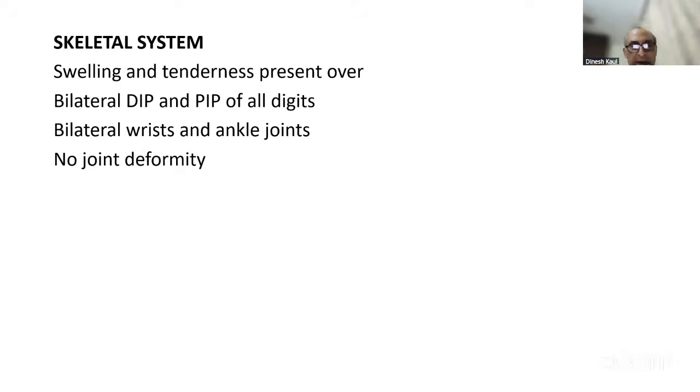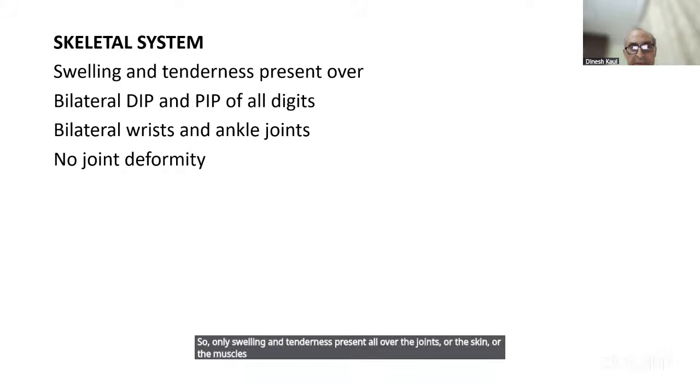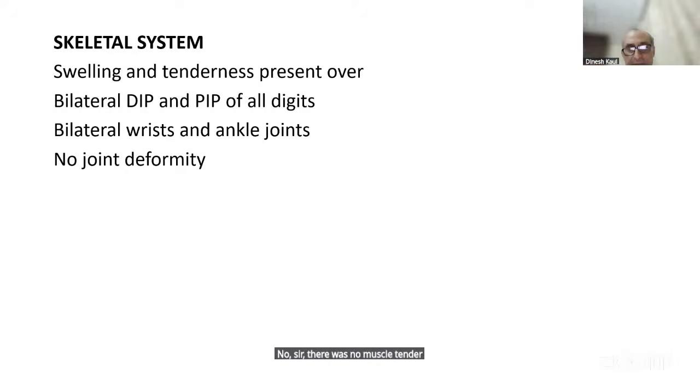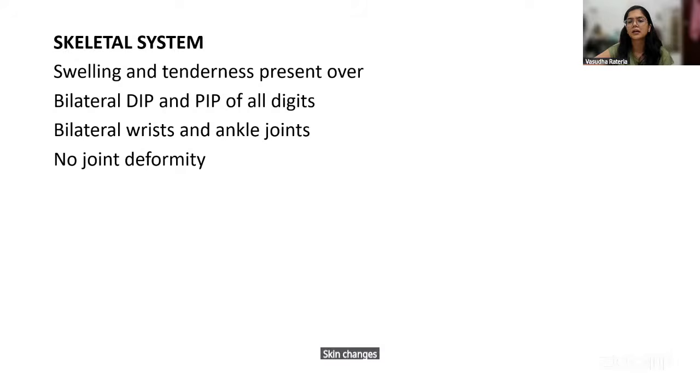So only swelling and tenderness present all over the joints, or the skin, or the muscles were... No, sir, there was no muscle swelling, no muscle tenderness. Okay. There were no skin changes over these joints. So where is the swelling or the tenderness then present?